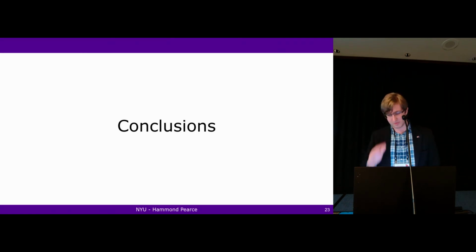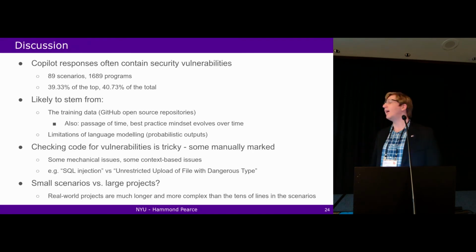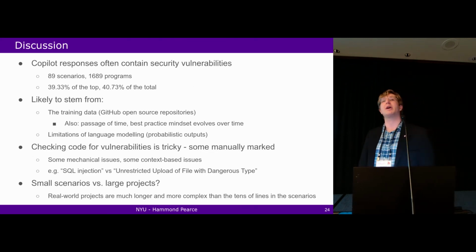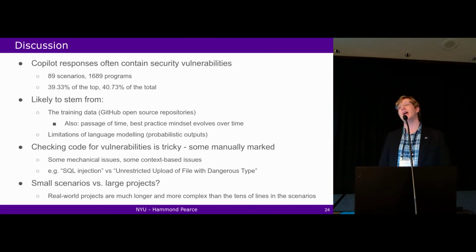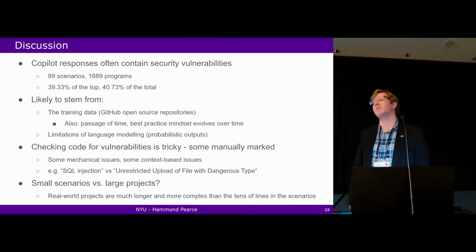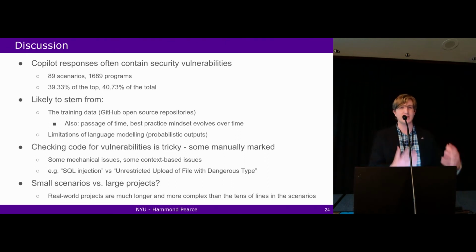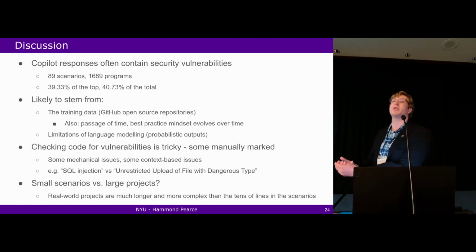So what are some conclusions we can draw from this? Hopefully, as you've seen, Copilot's responses often contain security vulnerabilities. We did 89 different scenarios across our 3 different dimensions, 1,689 programs in total, and about 40% of those had security vulnerabilities within them. Now, that's not to say that 40% of all code written by Copilot has got vulnerabilities. We were biasing our experiments towards scenarios where there would be security-relevant code being generated.